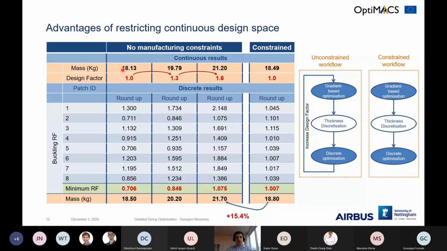This is exactly what we do here. We increase the design factor from 1 to 1.3 to 1.6 until we finally arrive at something that fulfills the buckling constraint. In the meantime, we have significantly penalized the structure in terms of weight, due to severely over-dimensioning some specific patches in the structure.